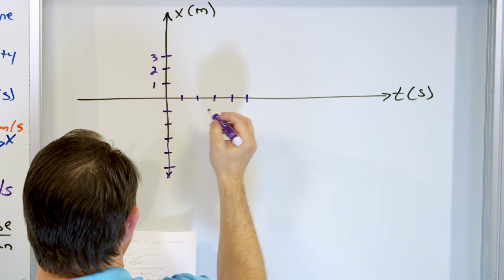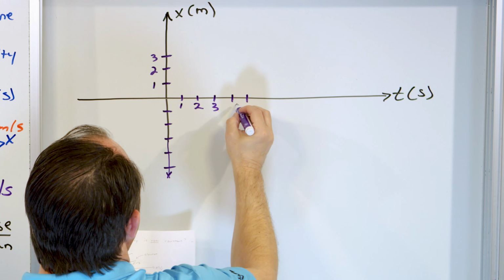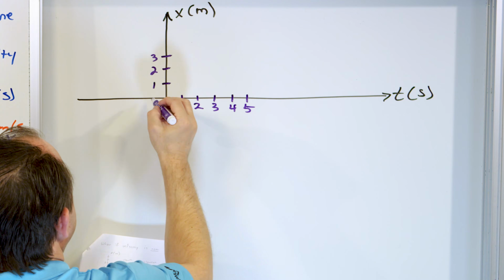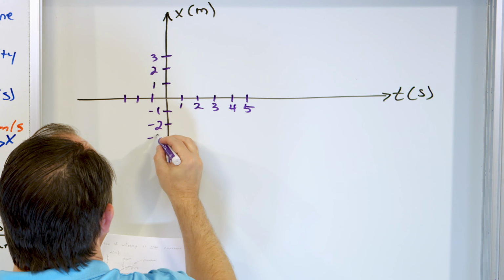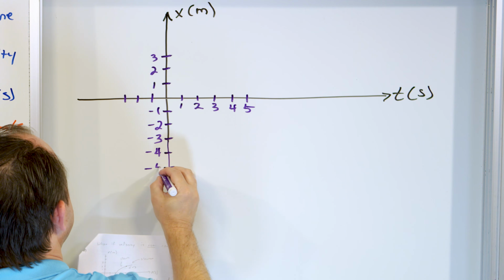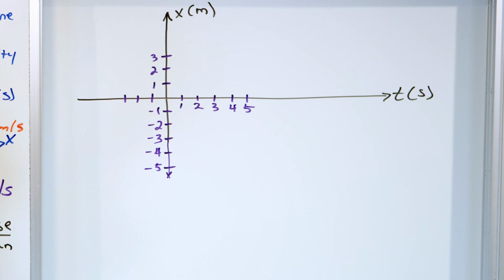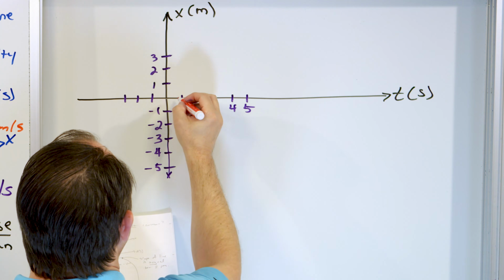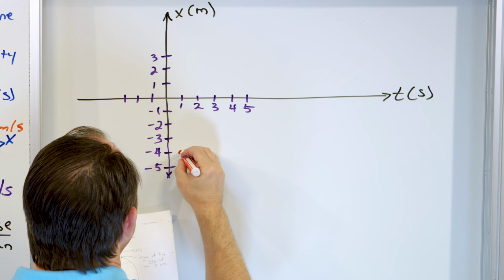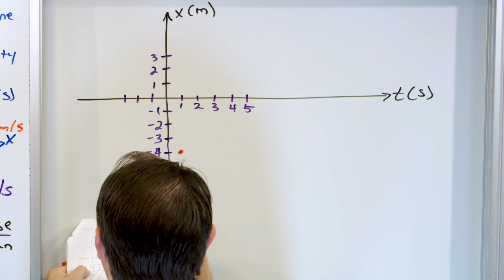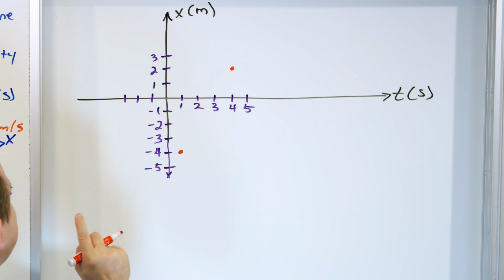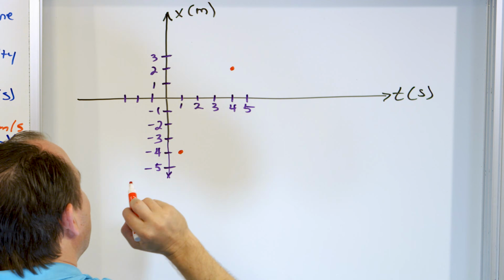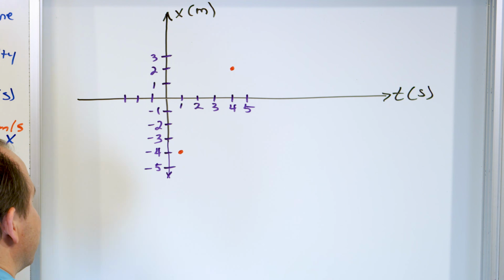I'll do 1, 2, 3, 4, and 5 along the time axis. I don't think I'm going to need any here, but of course I have tick marks over here. I can do -1, -2, -3, -4, -5 in terms of the position. All right, so what I want to do is take a look at the places. Here is a dot I'm going to put right here, and then over here, I'm going to put a dot right here. But instead of drawing a line between them, what actually happens is this thing is like a bunny rabbit or something.